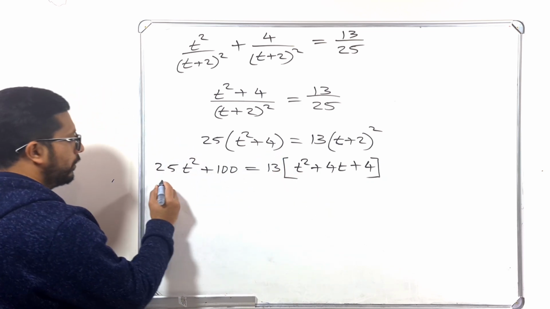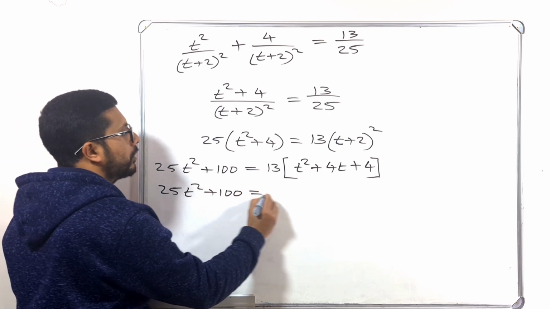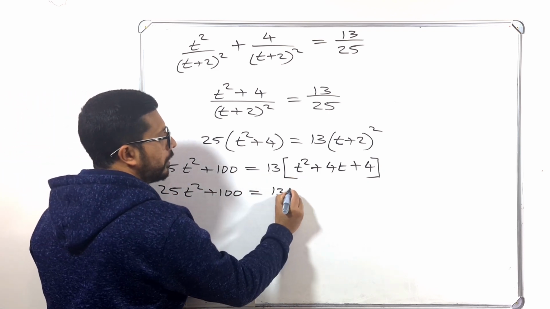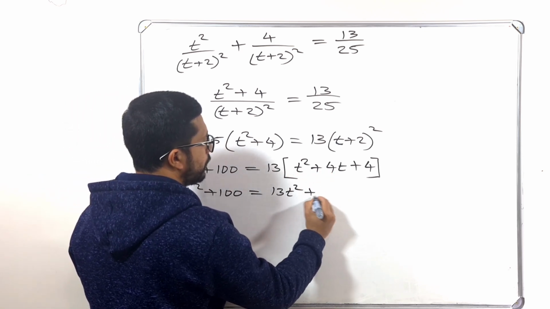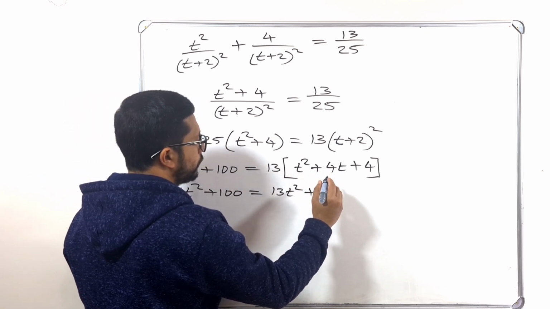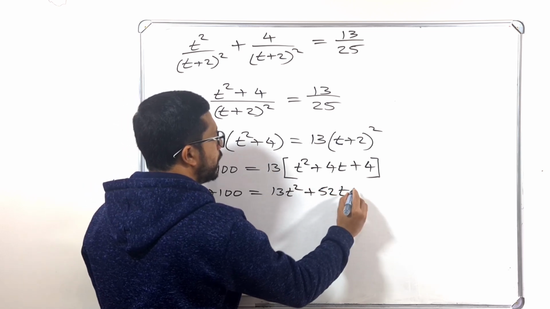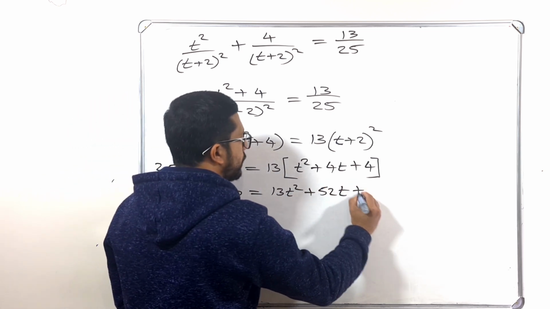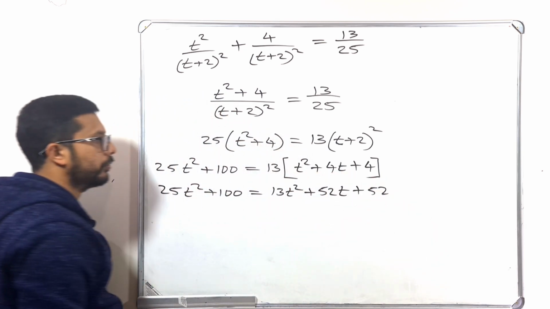So what is that one? 25t square plus 100 is equal to 13 into t squared is 13t square. 13 into 4, what is the answer, guys? 13t square plus 52t plus 52. 13 times 4 is 52.